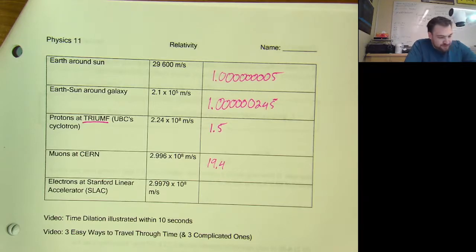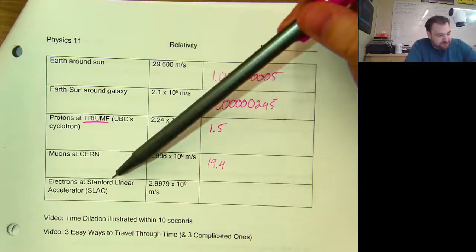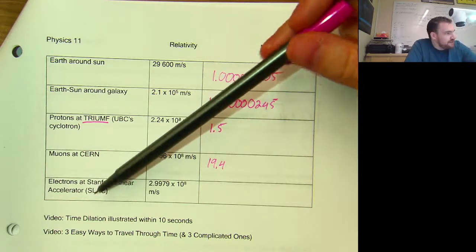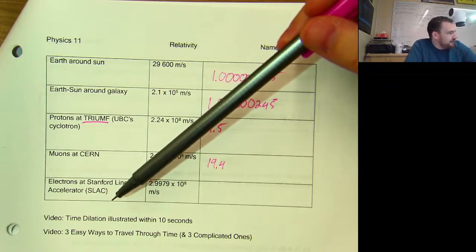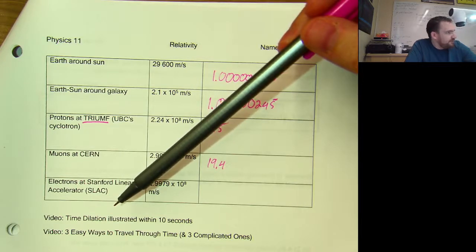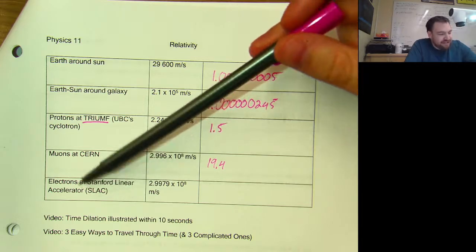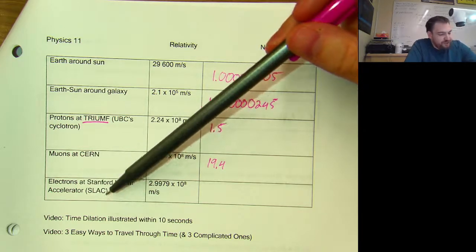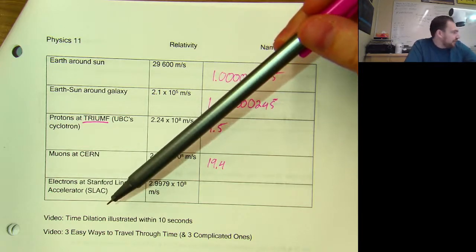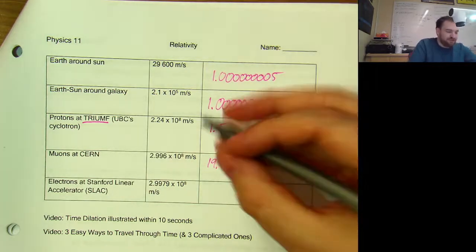Then you've got the fastest one. We've got the electrons at the Stanford Linear Accelerator. Stanford is in, I want to say California? Where's Stanford? It's in the U.S., an American university. They've got the electron linear accelerator. So these things aren't going in a circle. They're just going in one long line, then they hit something and explode, decay, and all sorts of cool stuff.